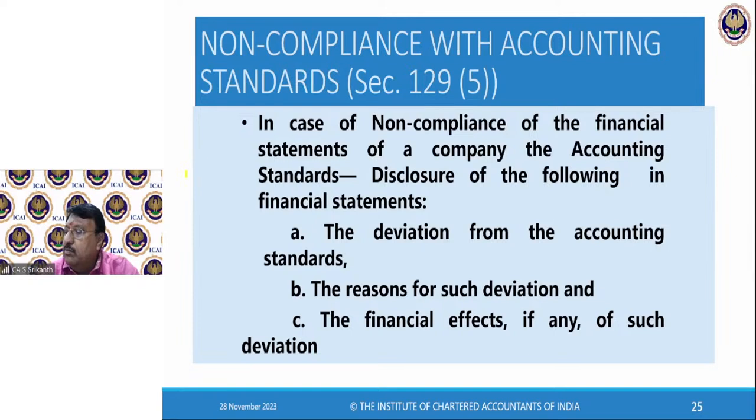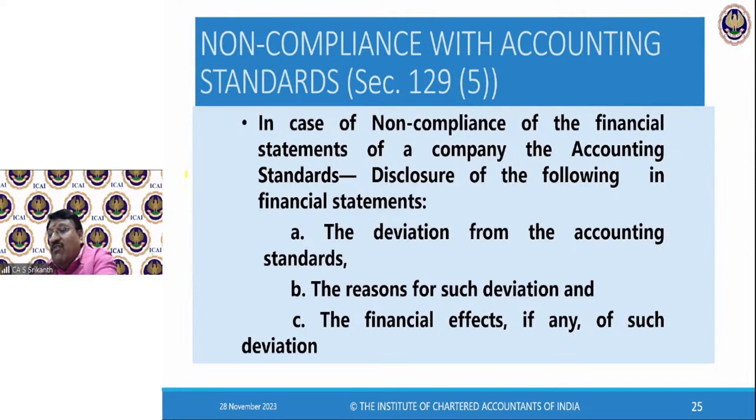Okay. Now, if there is any deviation from the accounting standard, then it is the duty of the board. At this stage, we are only talking about the board. Later on, you'll see the auditor's duty also. When the financial statement does not comply with the accounting standards, then that statement should disclose that there is a deviation from the accounting standards, the reasons for such deviation, and the financial effects, if any, of such deviation.